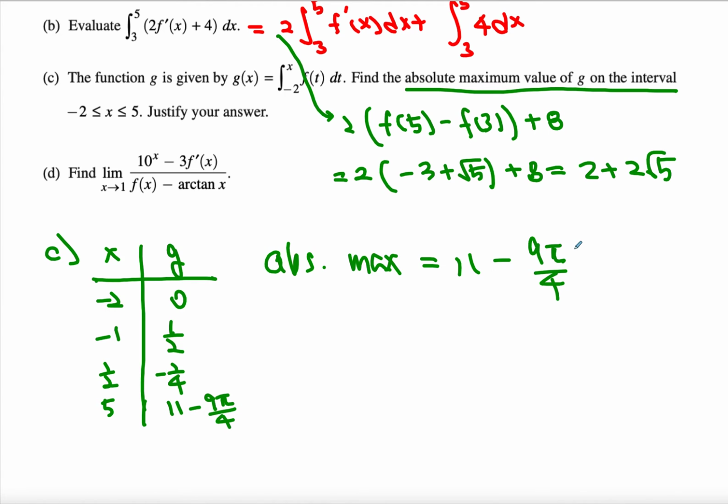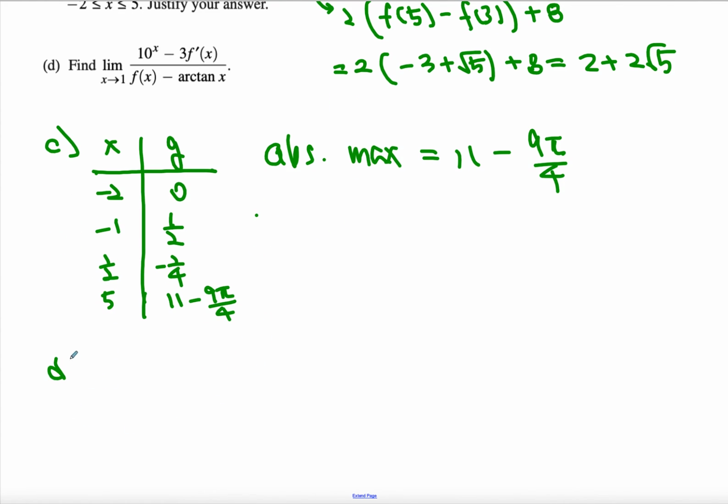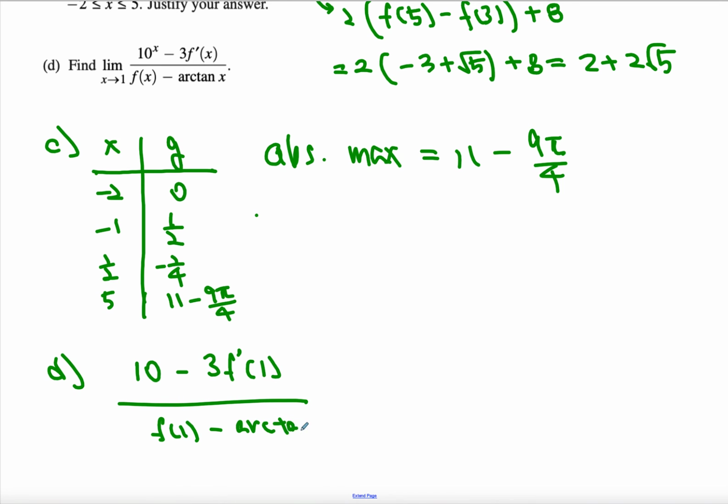Now, let us look at number D. They want you to find the limit, and you will realize that everything is continuous, so all we have to do is just plug it in and see what we end up getting first. So when you plug in 1 in place of x, we get 10 minus 3 times f prime of 1 over f of 1 minus arctan of 1. So what do we get?